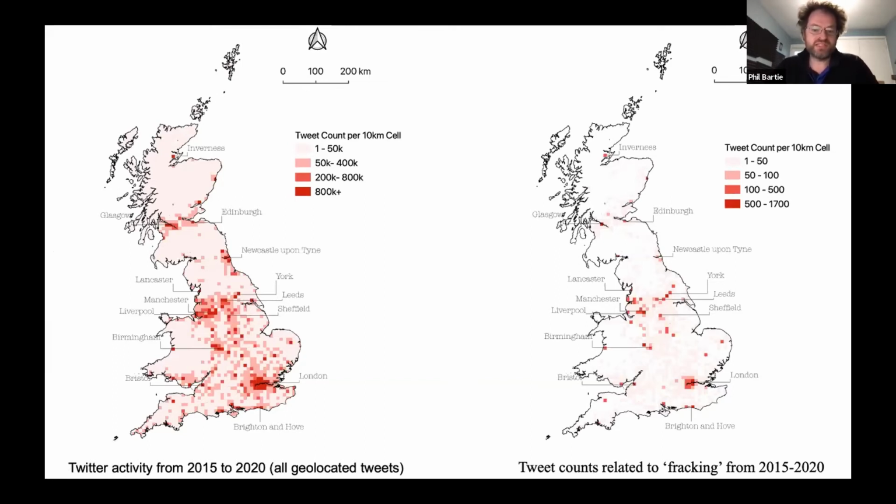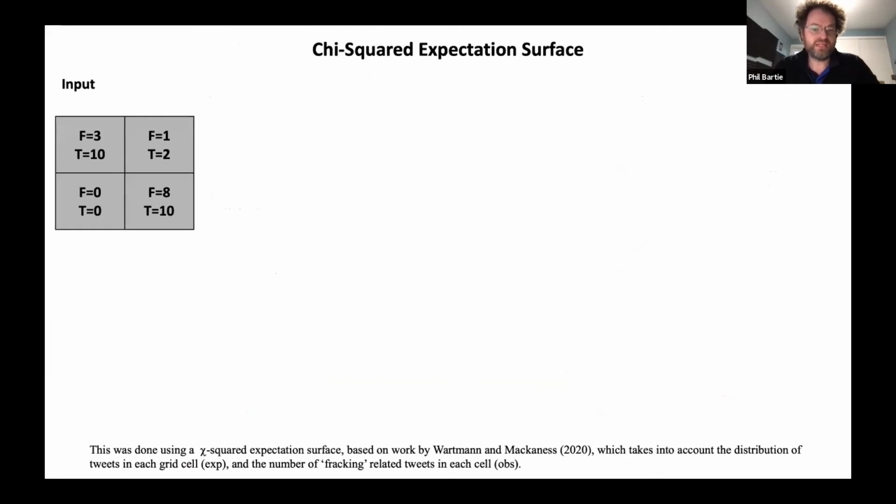So we need to normalize these, and we could just divide one by the other. This is 10 kilometer squares, so we've divided the country into 10 kilometer cells to do this. We could just divide one by the other, but a better technique is to do a chi-squared expectation surface. This is adapted from work by Wortman and McCannis, who did it with Flickr data. And I'll take you through a simple example of how this works.